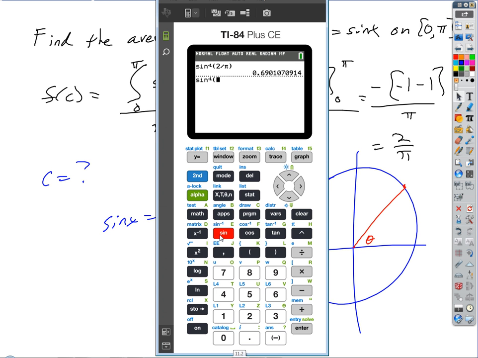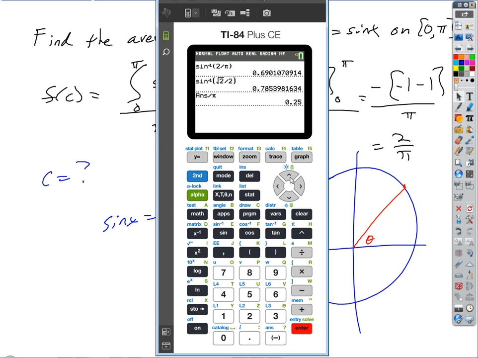Inverse sine of square root of 2 over 2. It's going to give us that, right? What the heck is that? Well, if I divide that by pi, oh, that makes sense. It's 1/4 pi. See what I just did? That's an easier way to think of it in terms of a unit circle, right?